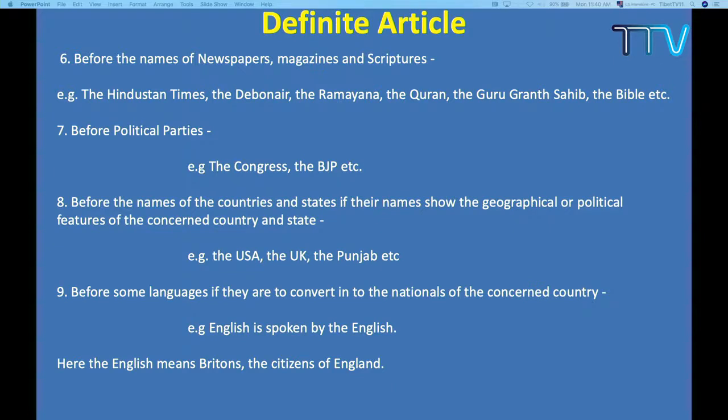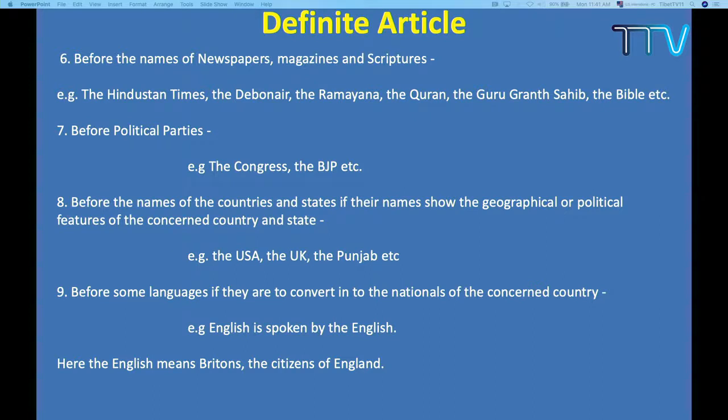All these, the scriptures, magazines, newspapers, and before political parties, for example, the Congress, the BJP. And before the names of countries and states, if their names show geographical or political features of the concerned place, for example, the USA, the UK, the United States, the Punjab. And before languages, if they are used to mean the nationals of the concerned country, for example, English is spoken by the English. The English means we are talking about a group of people, here meaning the Britons, the citizens of England.